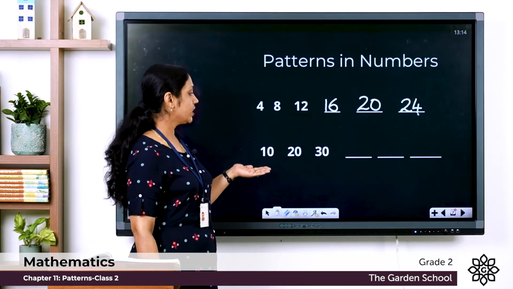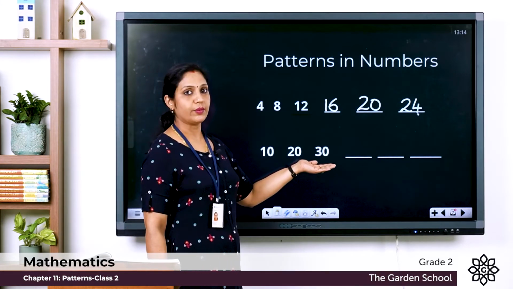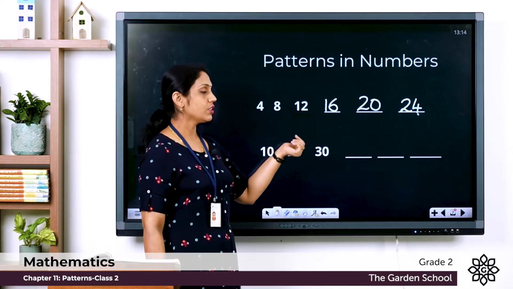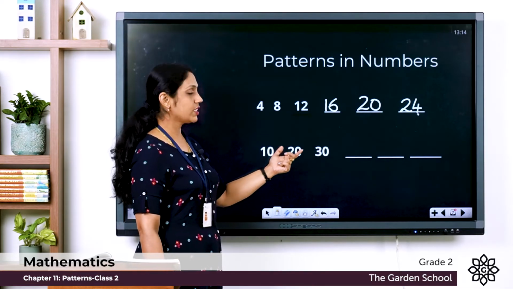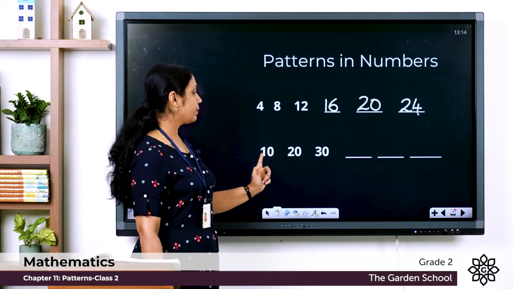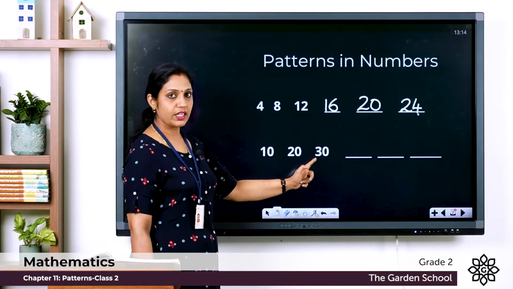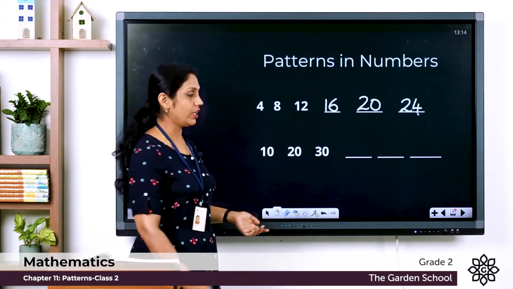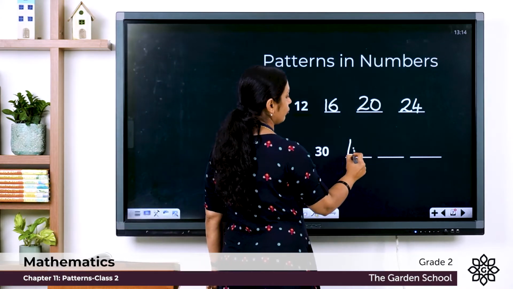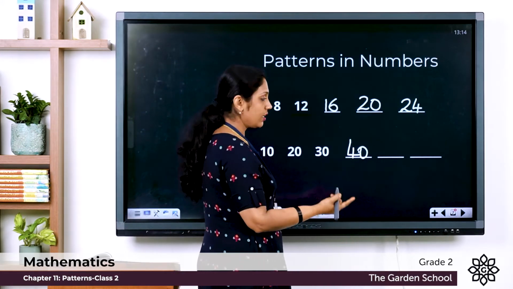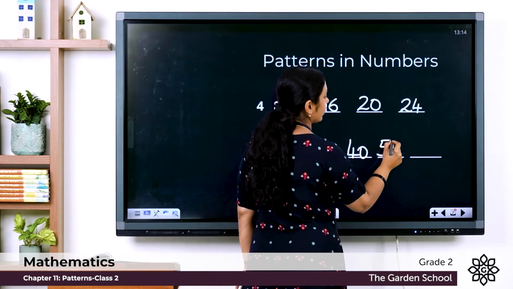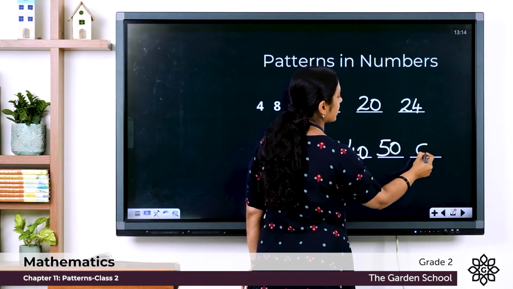Next we have 10, 20, 30 and the rest are missing numbers. So we have to find out by how much these numbers are increasing. So 10 plus 10 is equal to 20. 20 plus 10 is 30. 30 plus 10 is 40. That we have to write here. 40 plus 10, 50. 50 plus 10 is 60.